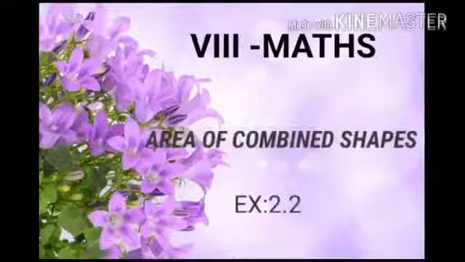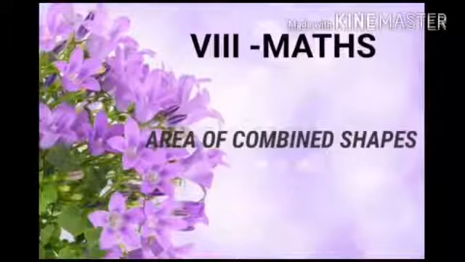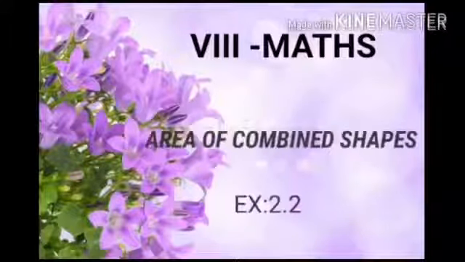In this class, we are going to see about the area of combined shapes. What is the meaning of combined shapes? When two or more plane figures joined with the side of same measure give rise to a new shape, it is called combined shapes. Before starting with the sums, we are going to see some shapes, area and perimeter.